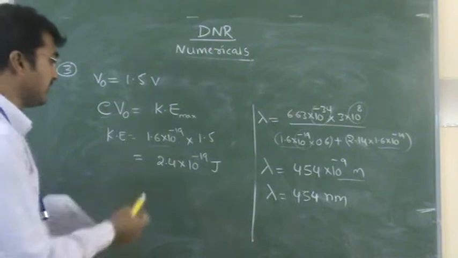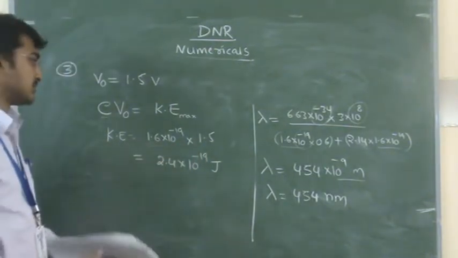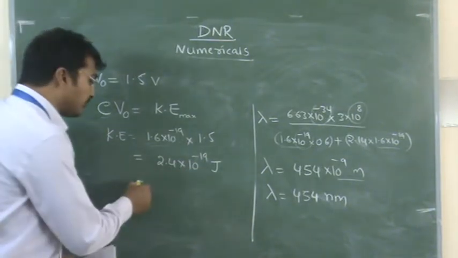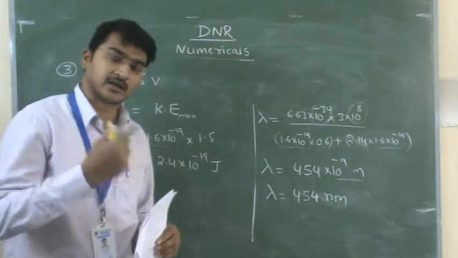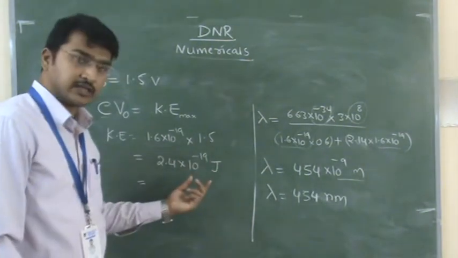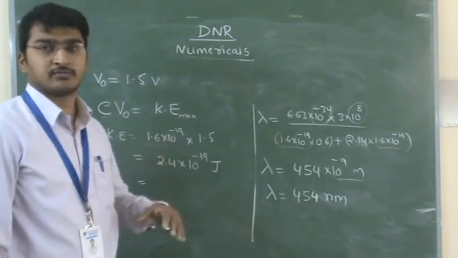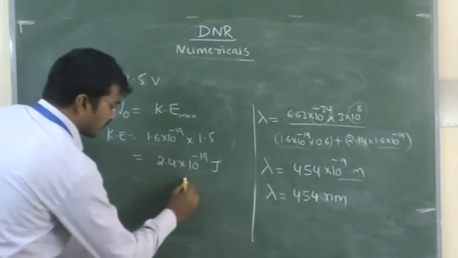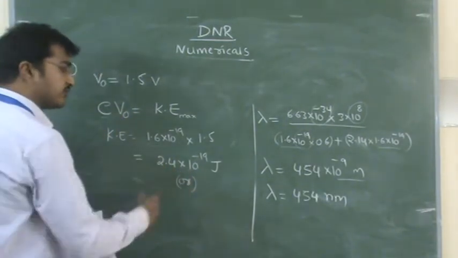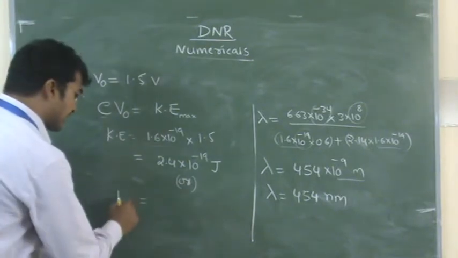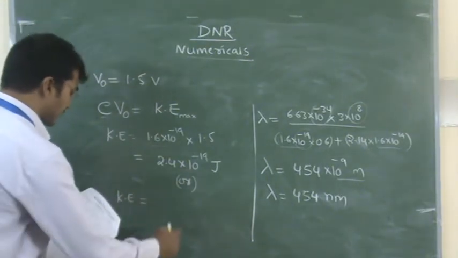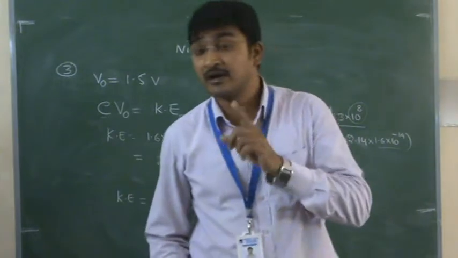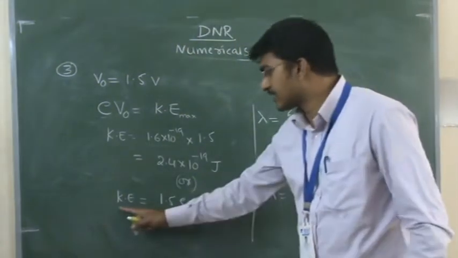By calculating this, 1.5 times 1.6, you get 2.4 into 10 to the power of minus 19 joules. If you want this kinetic energy in electron volts, what to do? Joules are given, so how do we convert into electron volts? By dividing by 1.6 into 10 to the power of minus 19. Better to note it. When you divide the joules by the charge of the electron, you will get the answer in electron volts, that is 1.5 electron volts. Remember it: 1.5 electron volt is the kinetic energy.